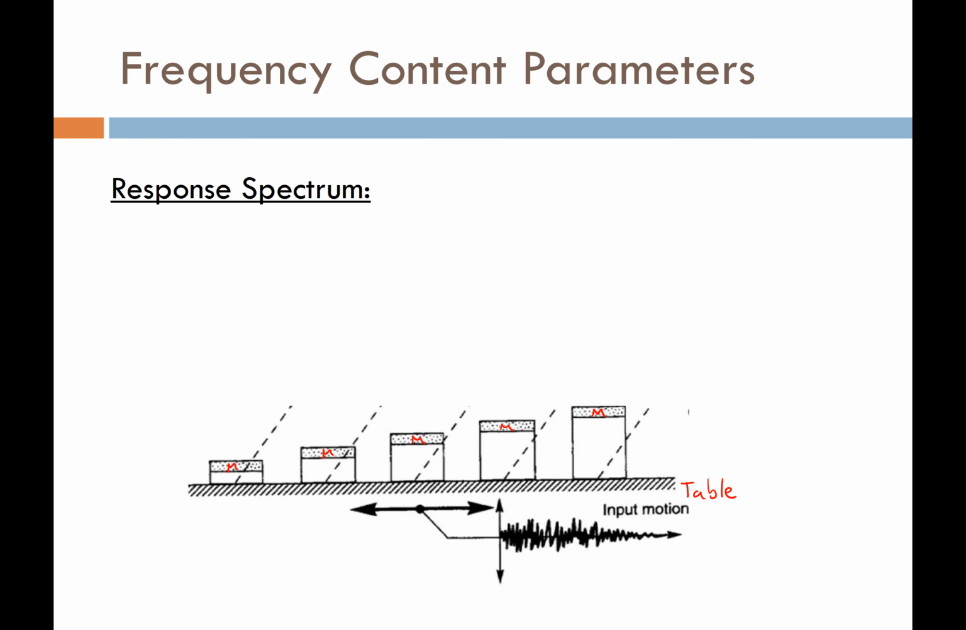The only thing different about each of these little buildings is the stiffness, because each one of these has a lower and lower stiffness because they have a taller and taller height. So that means that each one of these buildings is going to rock at a different natural frequency.